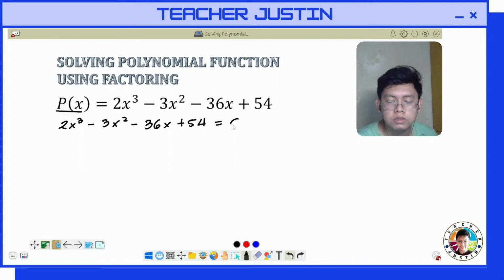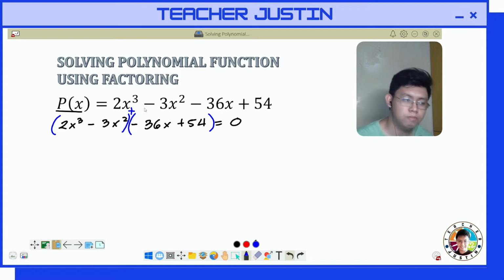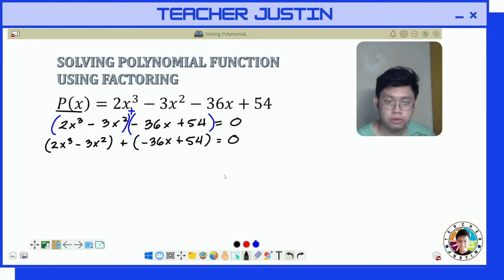is equal to 0. Let's group the first term and the second term, and the third term and the fourth term, inserting the addition symbol in between them to separate the first group and the second group. Next, let's factor each group using common monomial factoring. For the first group, the common factor is x squared. Then, let's divide each term by that common factor. That will give us 2x minus 3.